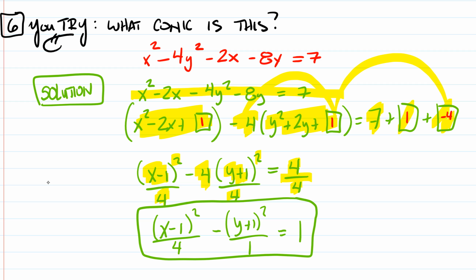So hopefully you got that this is a hyperbola. This is a left-right hyperbola. Hopefully you realize the center is at 1, -1, and the value of a squared is equal to 4.